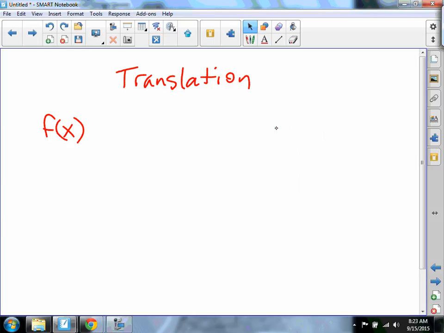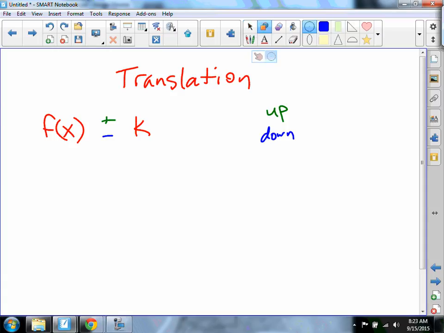You need to know that f of x plus some number k, if you add some number k to the end, what that does is it actually translates the graph up k units. If it's minus k, it actually translates the graph down k units. Okay. What I want you to notice here, what's real important, is where that constant's being added. It's being added on to the end of a function.